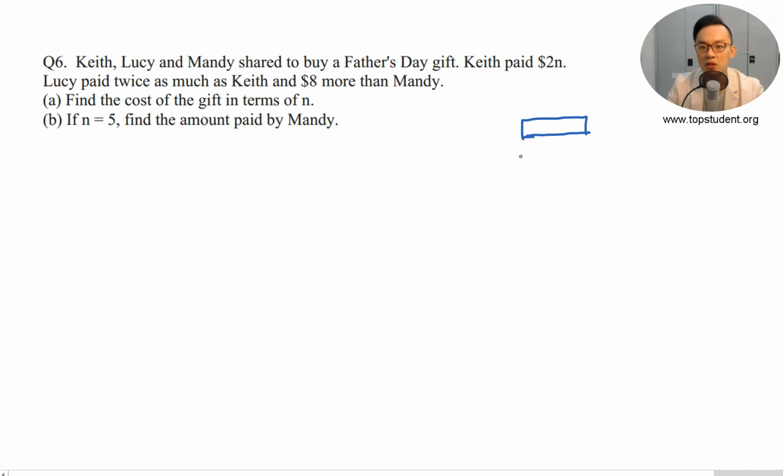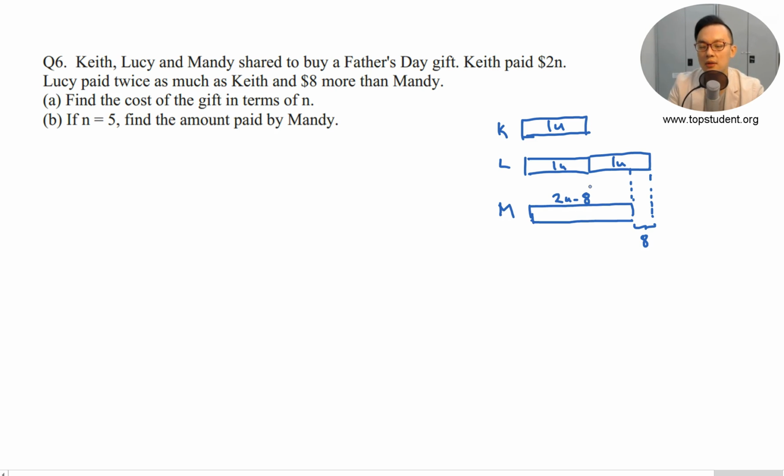Lucy paid twice as much as K, so this is K, and this is Lucy. So it's twice as much over here, and $8 more than Mandy. So Lucy paid $8 more than Mandy, so Mandy paid less than Lucy, yeah? And this difference is 8, okay? So if I think this is 1U, this is 1U, this is 1U, this is 2U minus 8. Do you get this part?